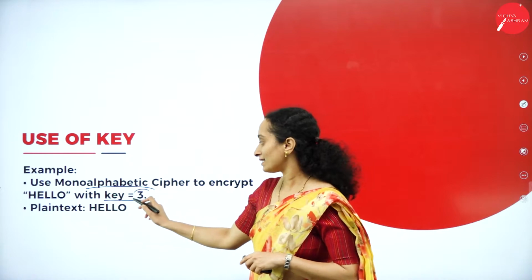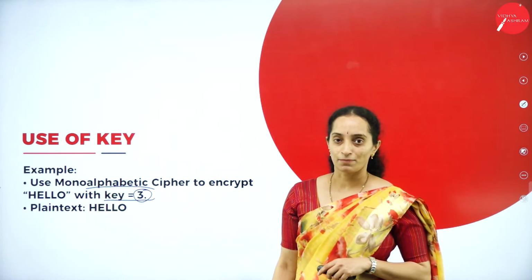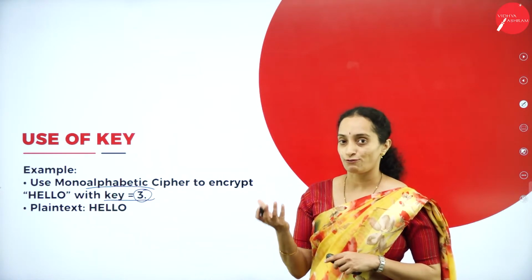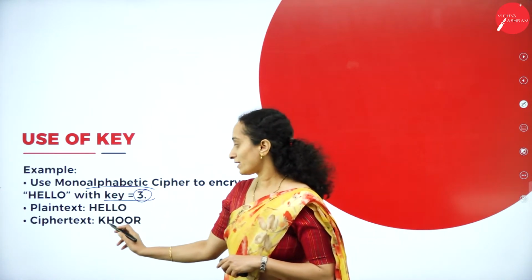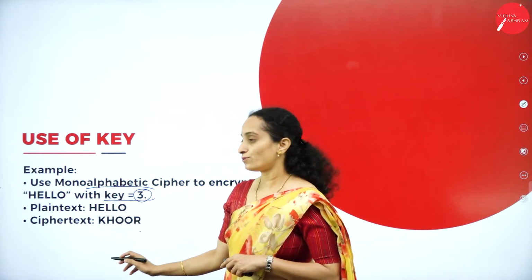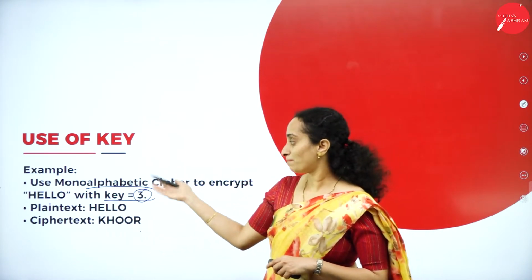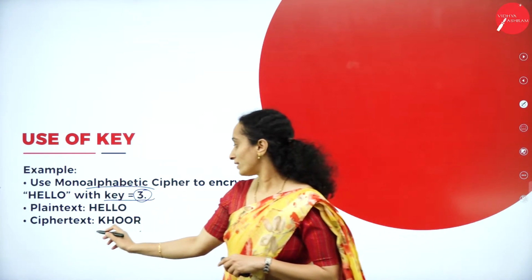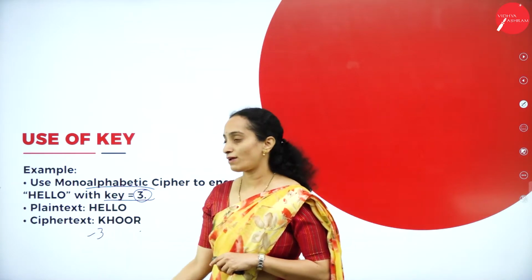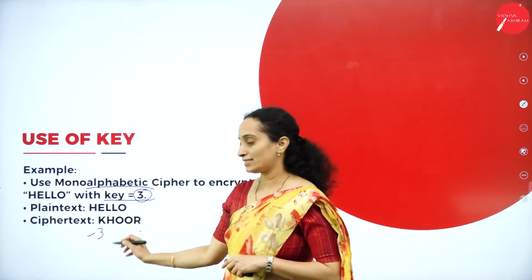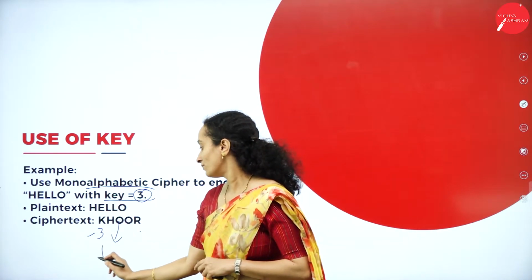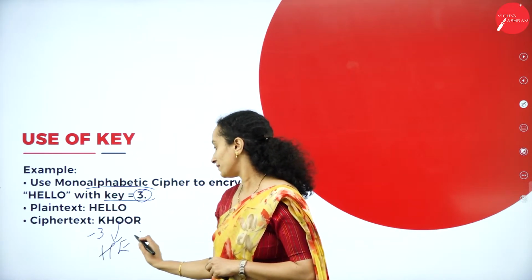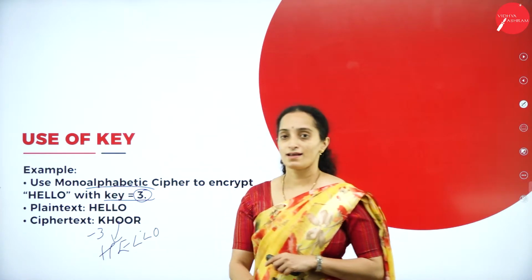Here, the key is a single number. Sometimes you may have a set of values in a key. Now, you have the ciphertext. To make it back to hello, you need to subtract 3 from the ASCII value of k, h, o, r, which gives you the original message hello.